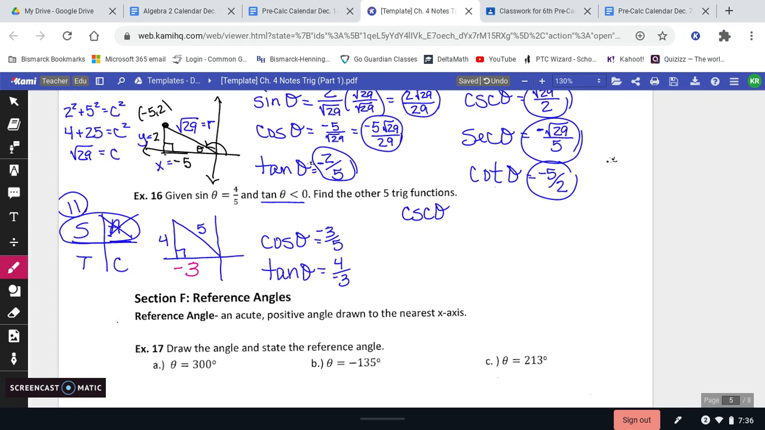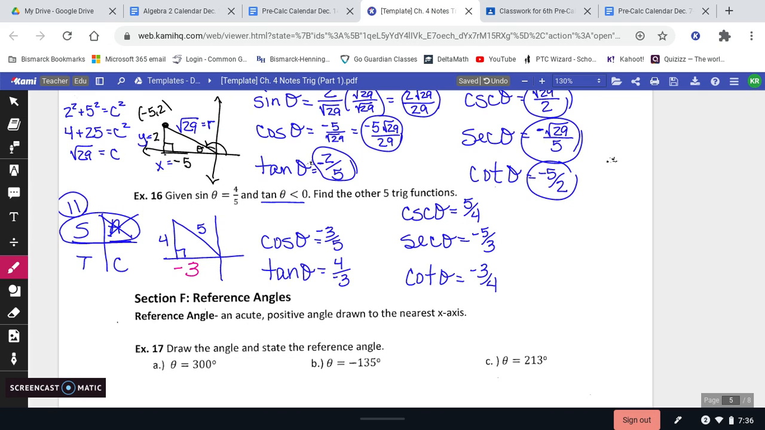So cosecant is the reciprocal of sine, so the reciprocal of 4/5 is 5/4. Secant, reciprocal, negative 5/3. Cotangent, reciprocal, negative 3/4.